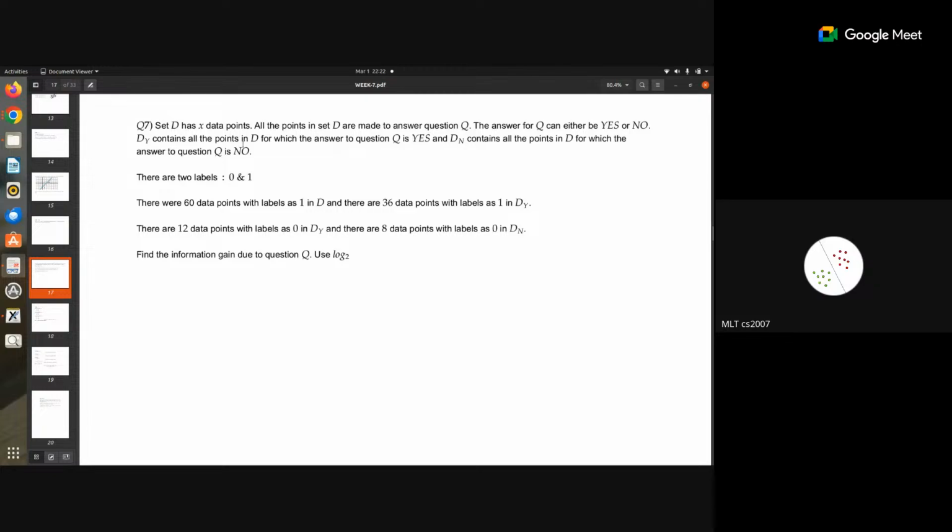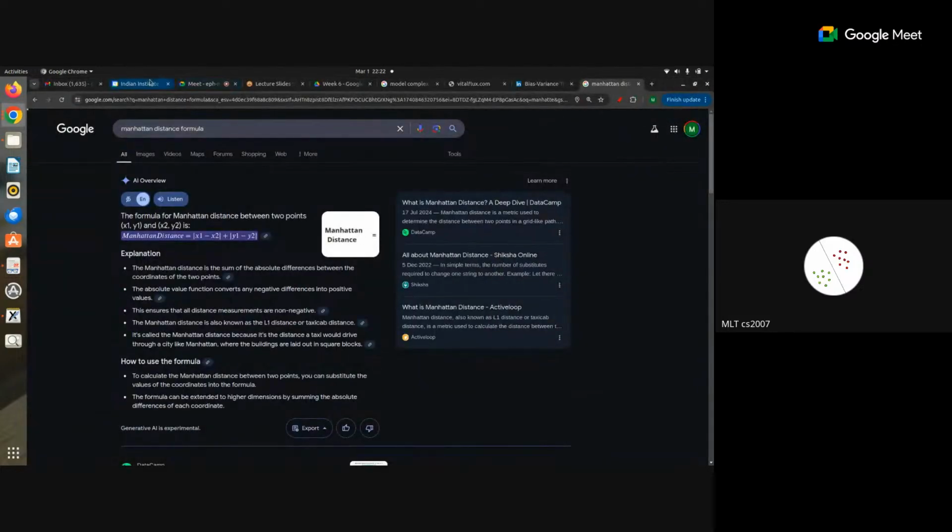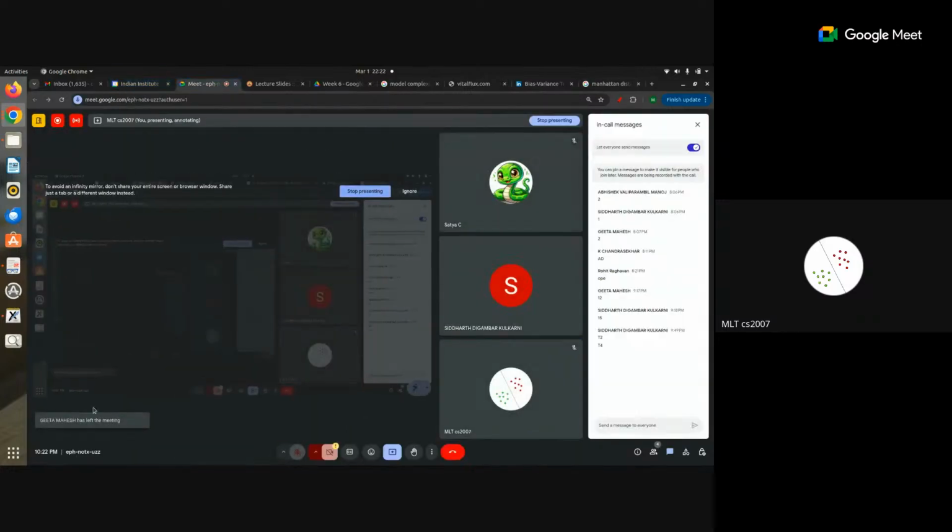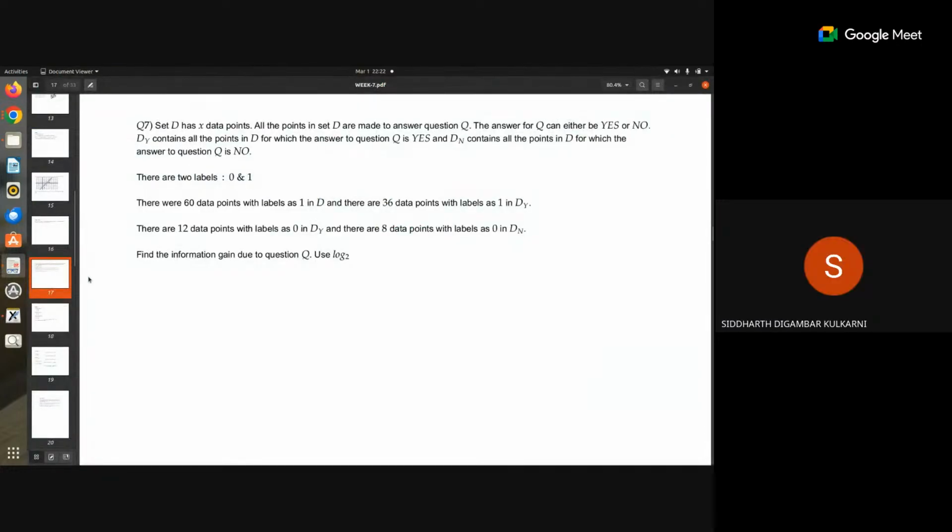Dy is the yes subset and Dn is the no subset. There are two labels, 0 and 1. There are 60 data points with label 1. So you can just solve this. You wanted to find the information gain. We'll see the solution after some time.